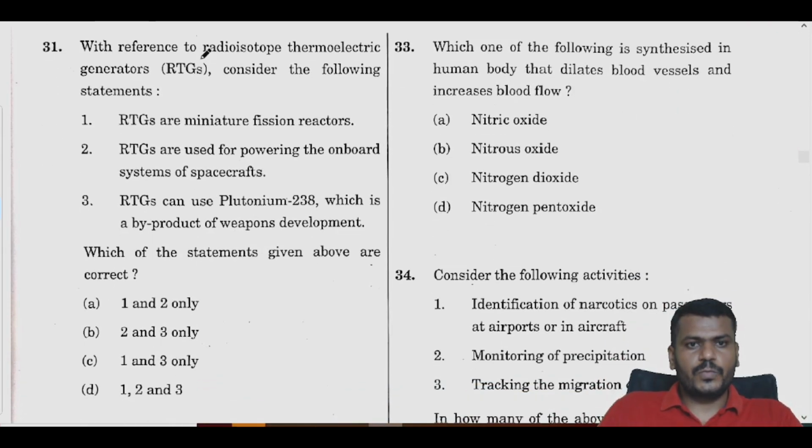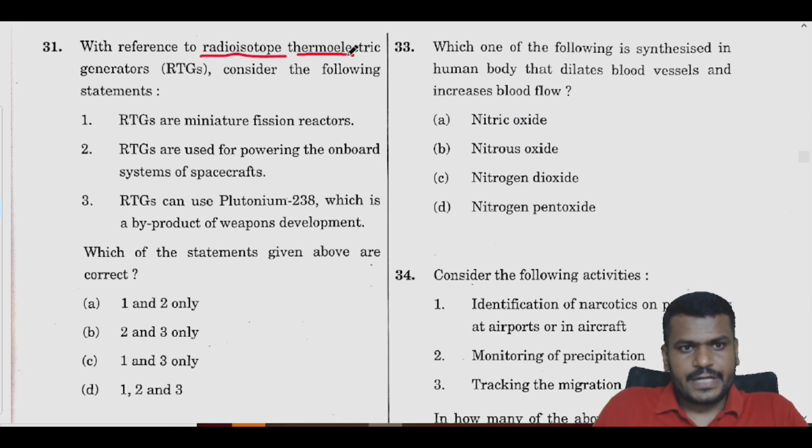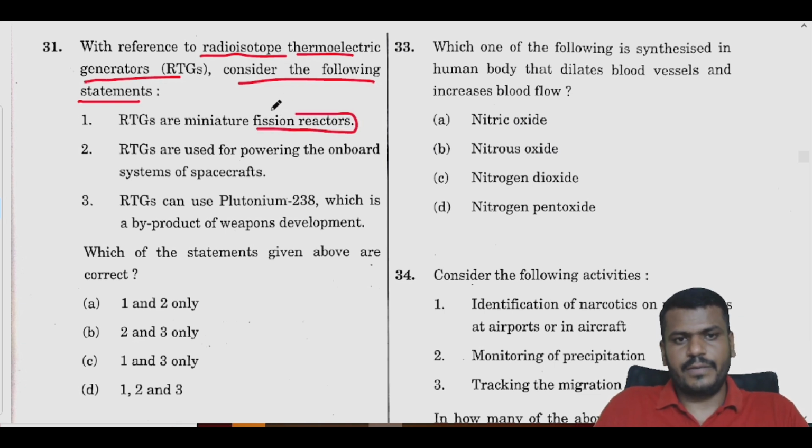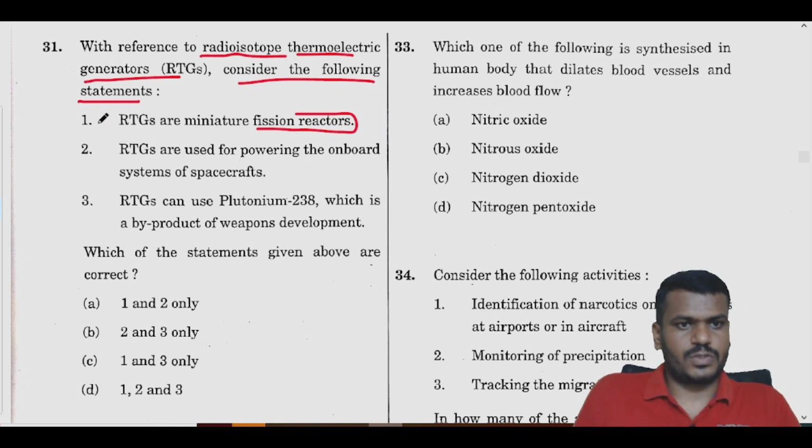With reference to radioisotope thermoelectric generators, RTGs, consider the following statements related to this. Okay, so first one, RTGs are miniature fission reactors. No, they are not miniature fission reactors. Okay, you have to remove the first statement.